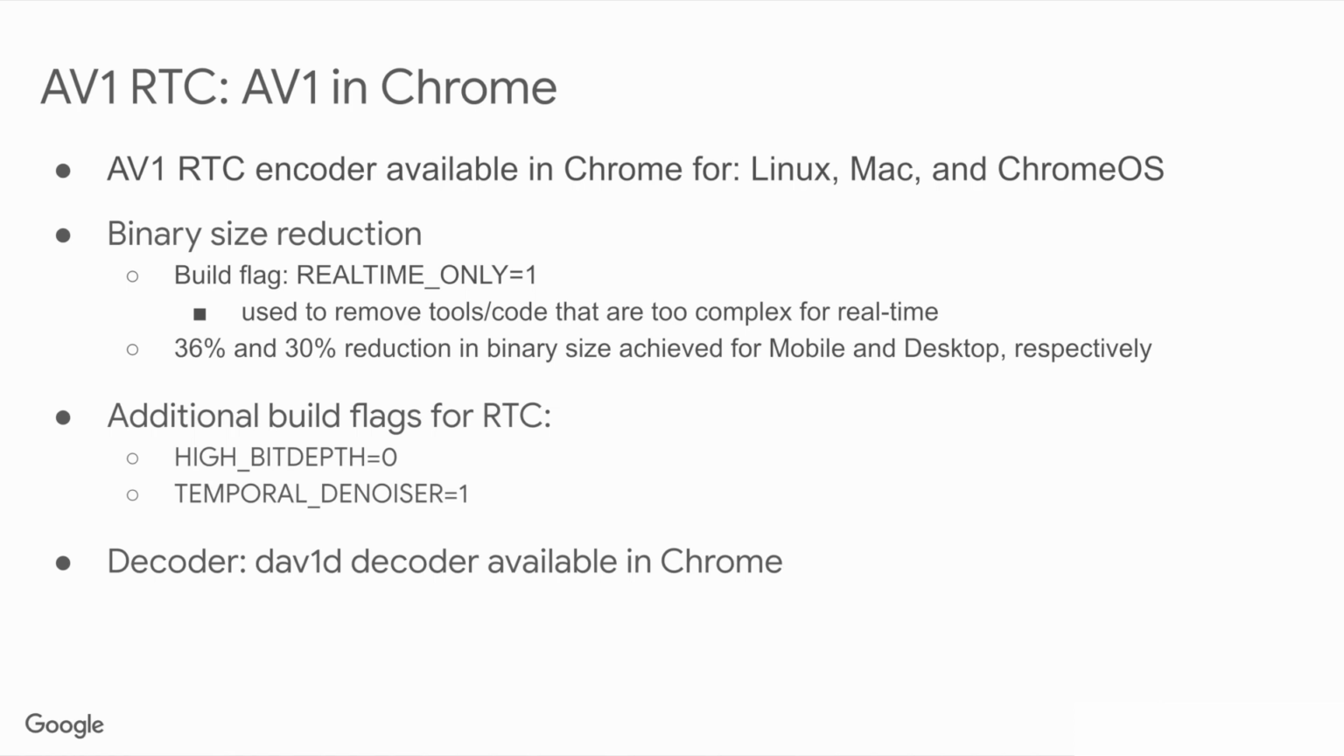Additional build flags for RTC in Chrome are high bit depth set to 0, and building with temporal denoiser enabled, so that if they want, the user can enable temporal denoising. It's off by default in WebRTC, but it's an option. And for the decoder, the dav1d decoder is available in Chrome. It is or will become available very soon in WebRTC as well.